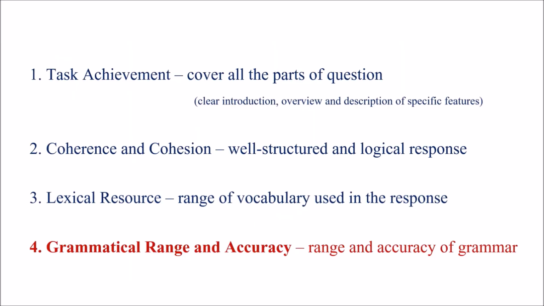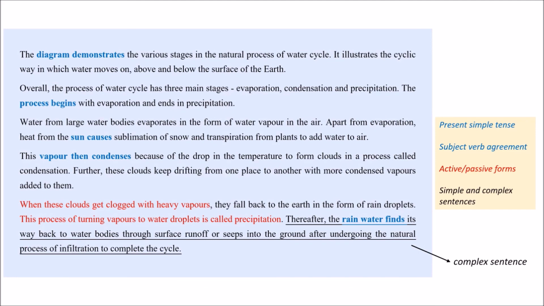Let's talk about grammatical range and accuracy now. Grammatical range is your hold over grammar. The examiner checks your range of grammar and how accurately you have used it while writing your response. Here, present simple tense has been used to describe the diagram with good control of subject-verb agreement and active-passive forms. Also, a mix of simple and complex sentences have been used to demonstrate the hold over different grammatical structures.